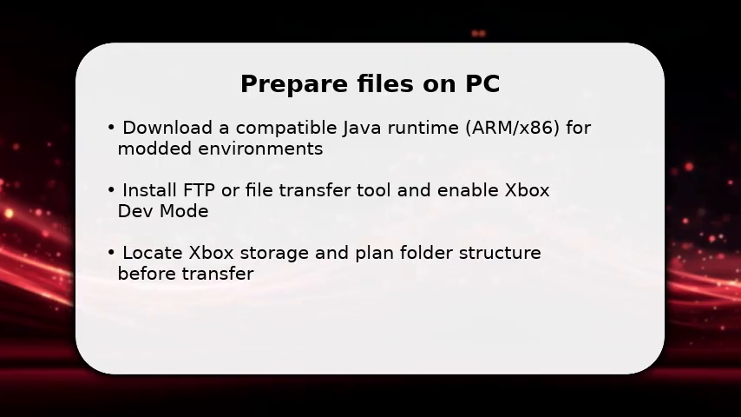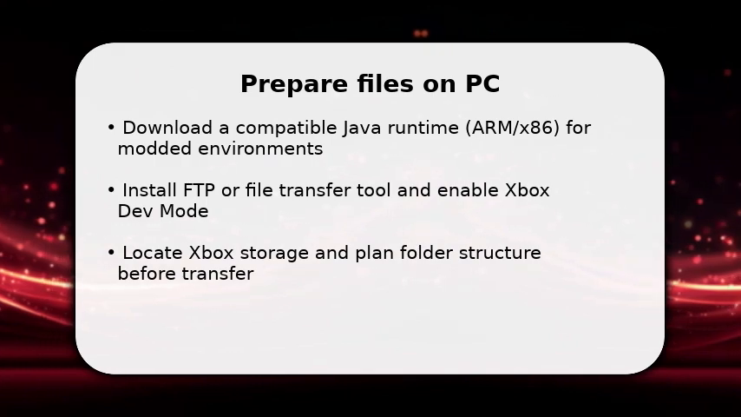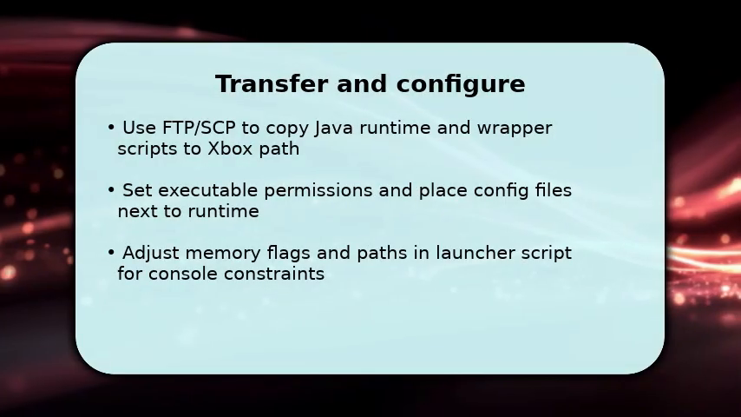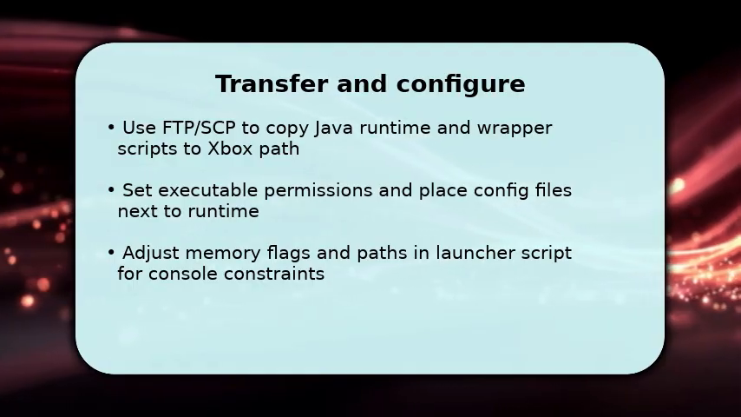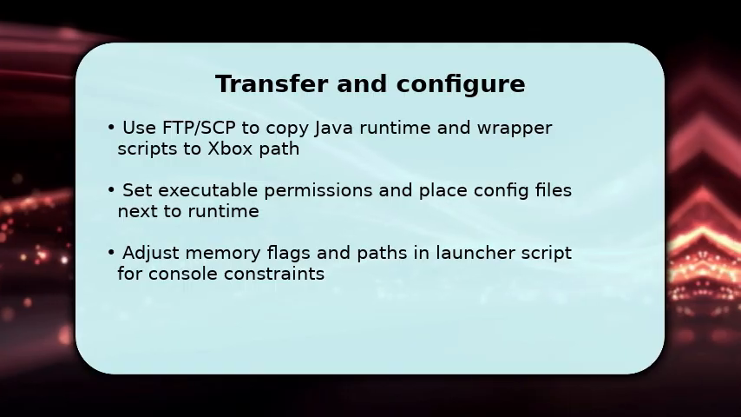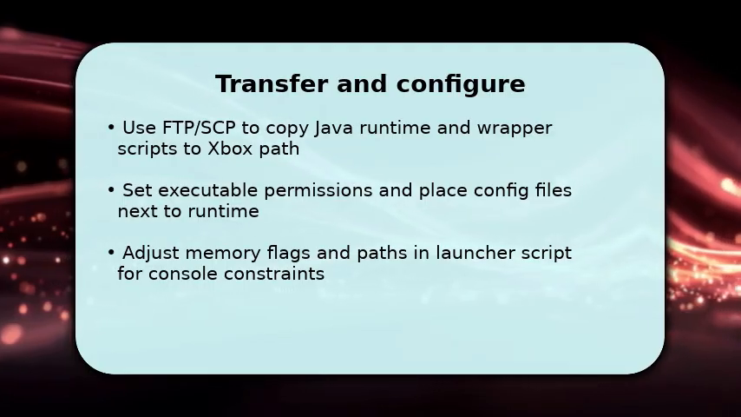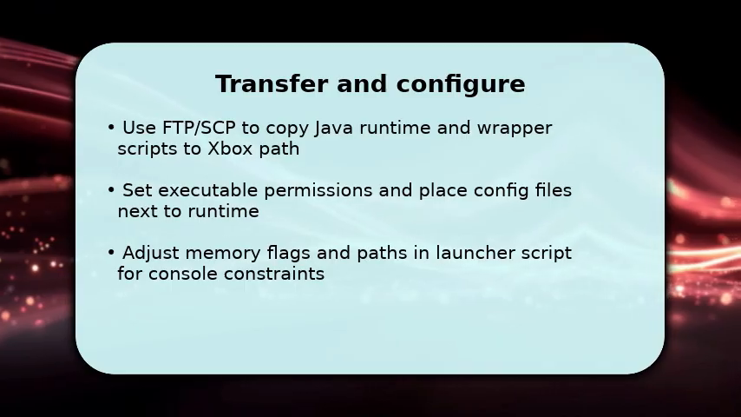Begin organizing a dedicated folder structure to avoid overriding system files and to make later steps predictable. You now transfer and configure the runtime, connect via FTP or SCP to the Xbox IP, and copy the Java runtime and any wrapper scripts into the chosen folder. After transfer, set executable permissions on scripts and ensure config files sit next to the runtime so relative paths work.